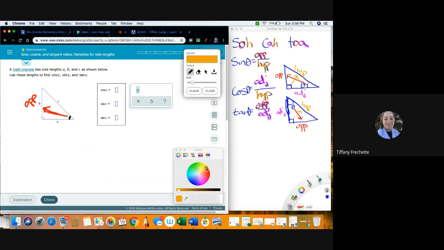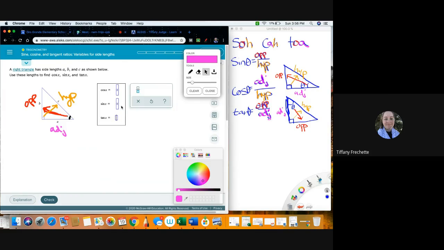And then hypotenuse, remember that is always across from the 90. So it doesn't matter which angle you're looking at, that's always going to be across from the 90. And there has to be a 90 to use trigonometric functions. And then adjacent, that is the one that connects. So the line that connects the angle and the 90. So here it is, angle to 90. So this is adjacent.